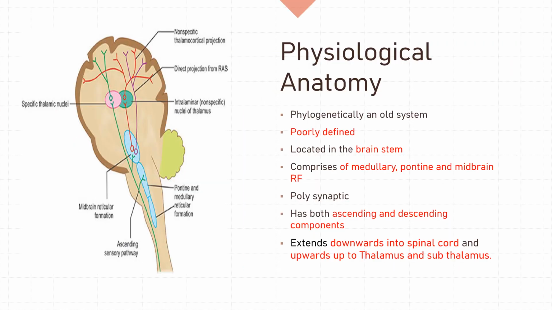So the reticular formation is phylogenetically an old system, and as we discussed earlier, it's quite poorly defined as it's basically a diffuse group of neurons located within the core of the brainstem. It has multiple synaptic connections and it receives sensory information, somatic and visceral. Those sensations are not specific but are of general awareness. It has both ascending and descending components. The ascending projections are to the thalamus, hypothalamus, and cortex, while the descending projections are to the spinal cord.